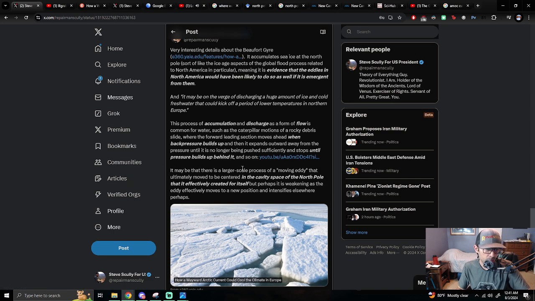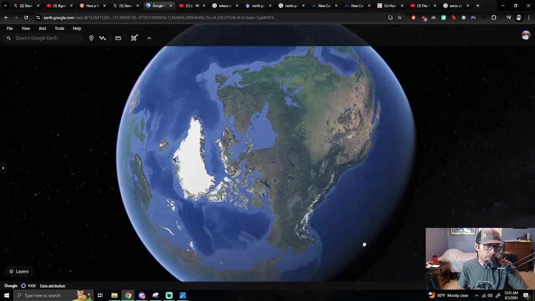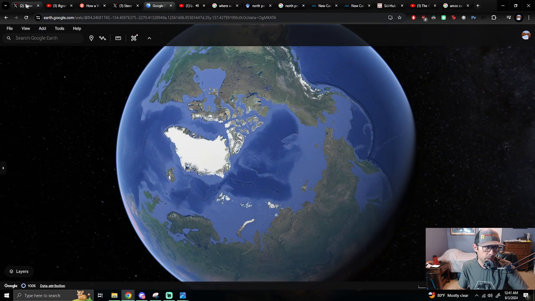Maybe there is a larger scale process of a moving eddy that ultimately moved to be centered in the cavity space of the North Pole as it effectively created for itself, but perhaps is weakening as the eddy effectively moves to a new position and intensifies elsewhere, perhaps. I don't know, but it seems related.